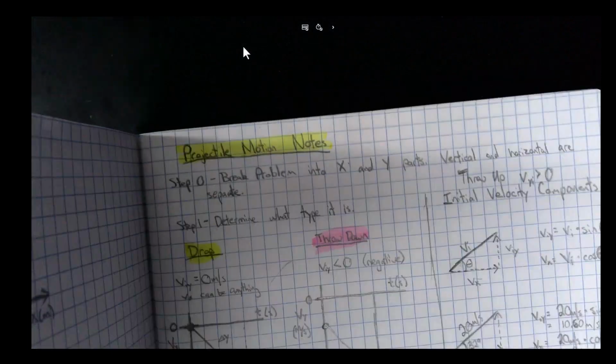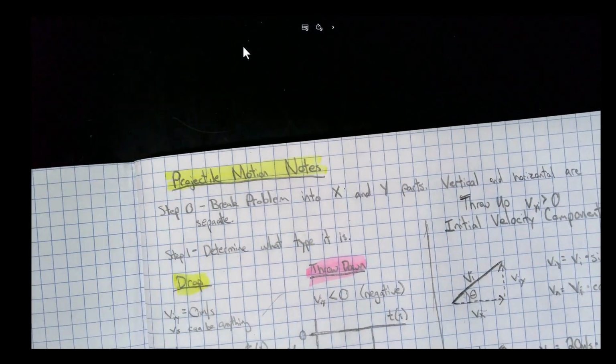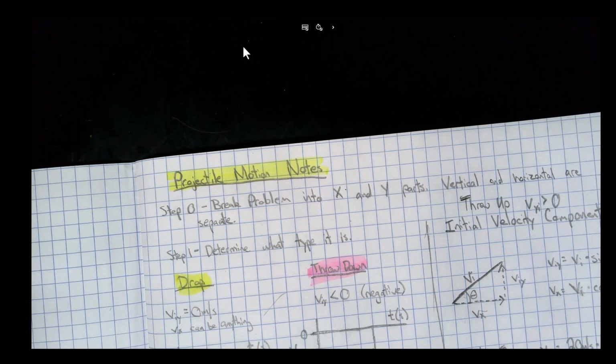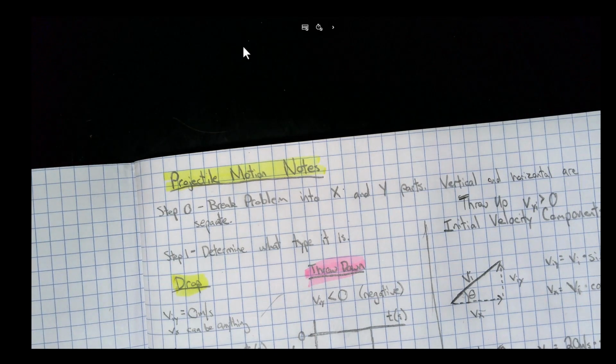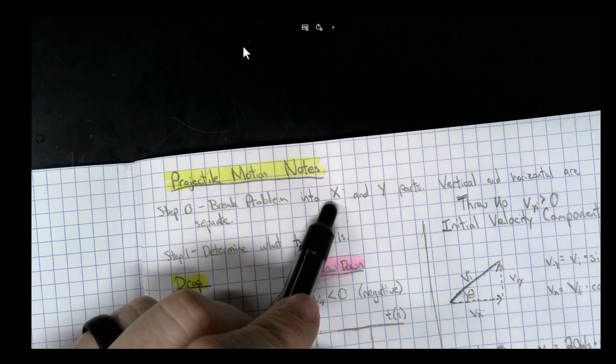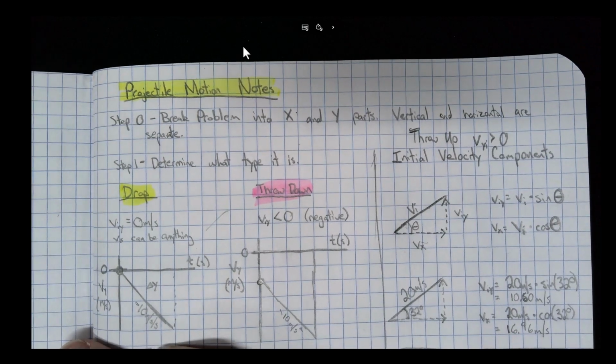So in this video, I'm going to explain how to do basic projectile motion. We're going to start off with the notes. On any projectile motion problem, step 0 is to break it into a horizontal and vertical problem. X will deal with anything in the horizontal direction. Y will deal with anything in the vertical direction.